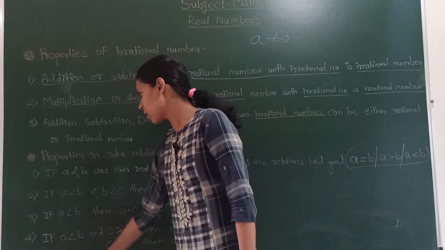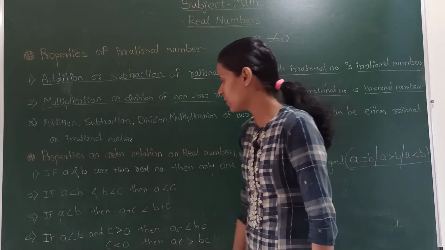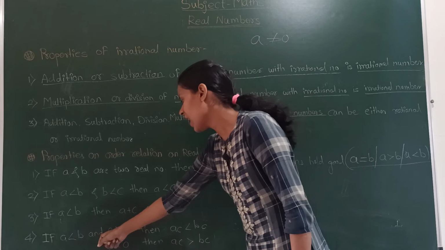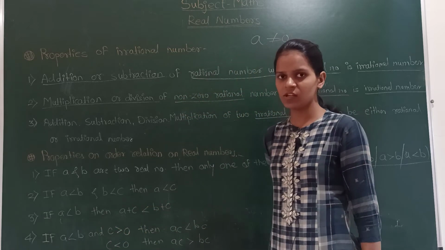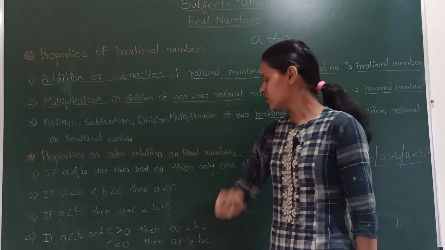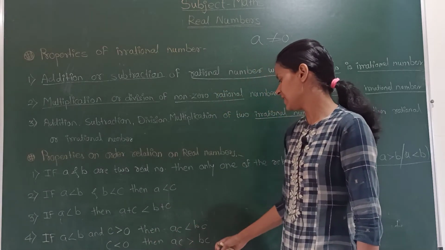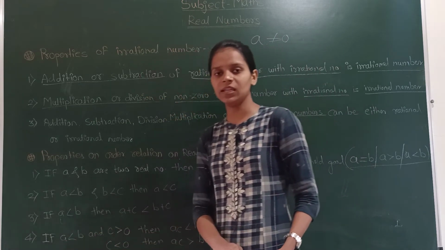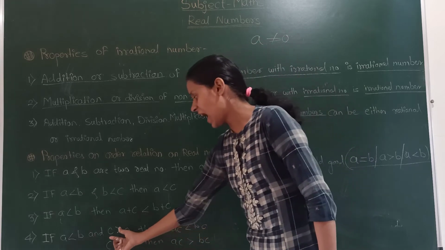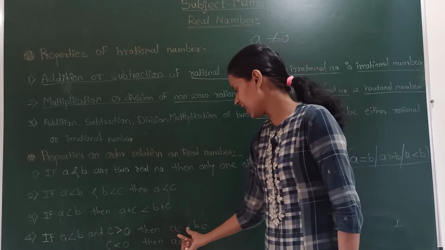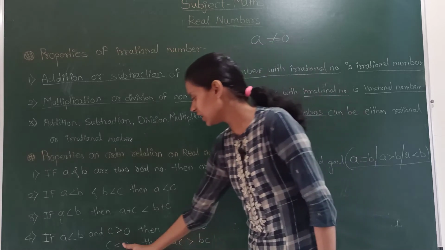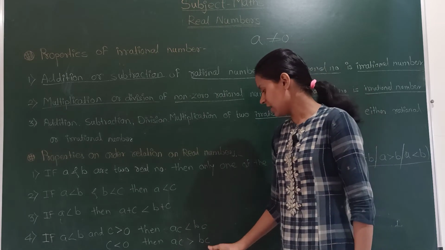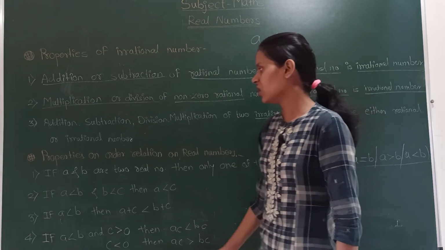And the fourth, last property on order relation of real numbers: if A is less than B and C is greater than 0, C being any number greater than 0, then A into C is less than B into C. If A is smaller than B and C is greater than 0, then AC is less than BC, and similarly if C is less than 0, then AC will be bigger than BC. We have seen the four properties.